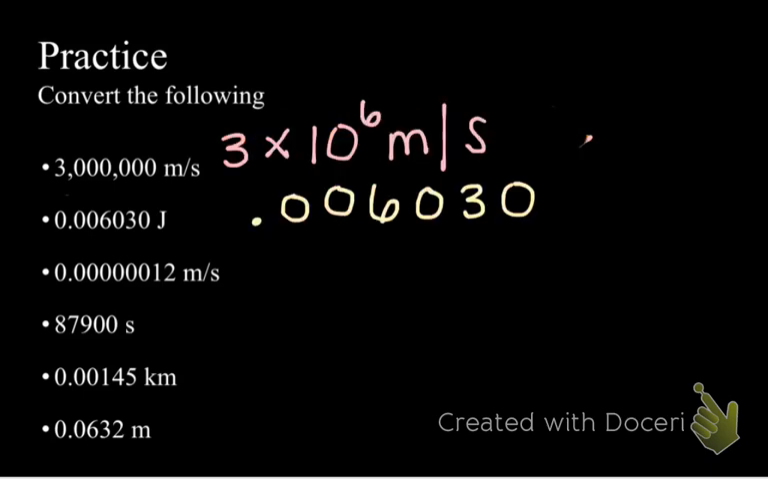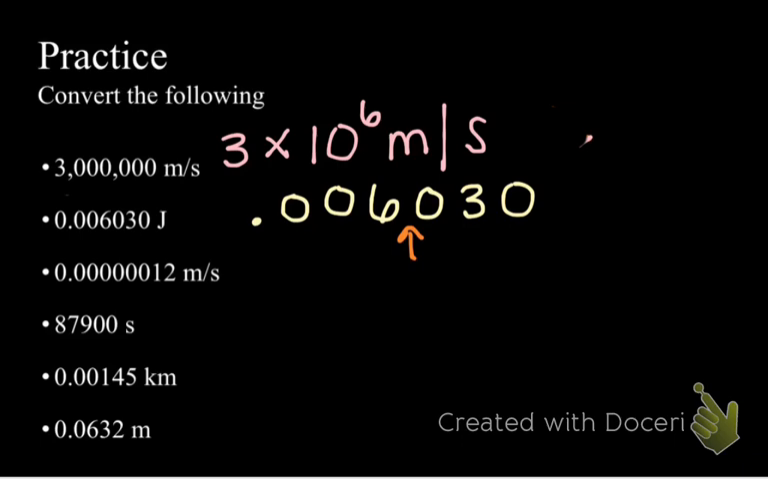In the next example, we have 0.006030. Now this number is going to be less than 1, so my exponent will be negative. And I'm going to stop the decimal after the first non-zero number that I see as I read the number normally from left to right. So as we're reading this number, the first non-zero number is the 6. So I would stop my decimal right there.